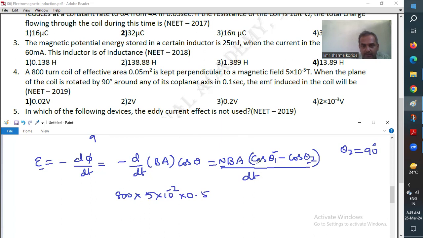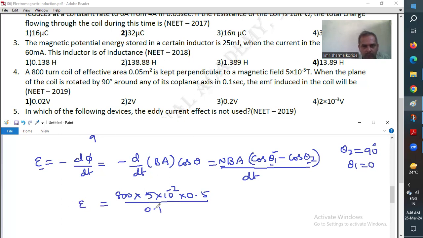Sometimes you may get radius also, making it pi r square. Theta 1, cos theta 1 is 0. So therefore, cos 0 is 1, divided by dt. What is dt? 0.1 seconds. So this is going to be the EMF.